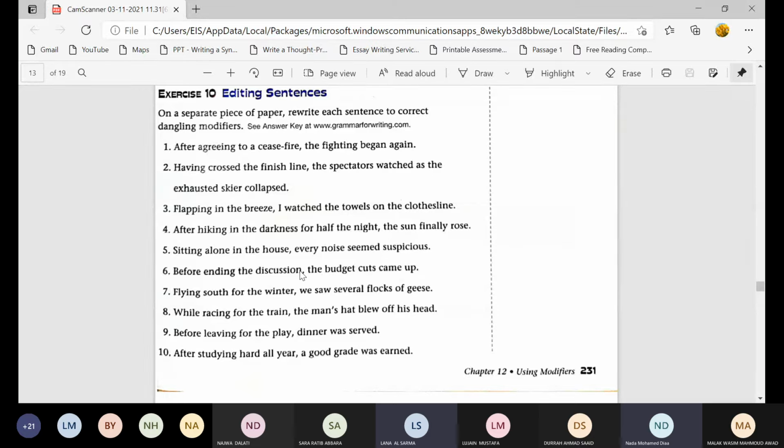So before ending the discussion refers to Jack, or Jack and his friend. Jack and his friend discussed or opened the topic of the budget. Okay, the budget cuts. Or Jack and his friend, before ending the discussion, Jack and his friend agreed. Okay, Miss. So I added here: Jack and his friend agreed on the budget. Okay? Number 7.